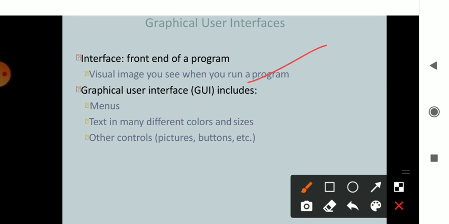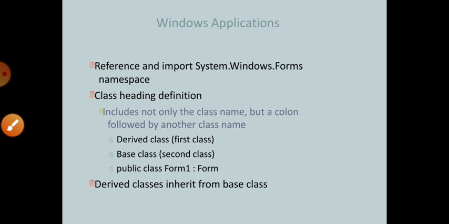That graphical interface is called the graphical user interface. The graphical user interface consists of menus, text of different colors and sizes, and controls which are displayed in front of the user. It may be pictures, it may be buttons which are displayed on the screen.